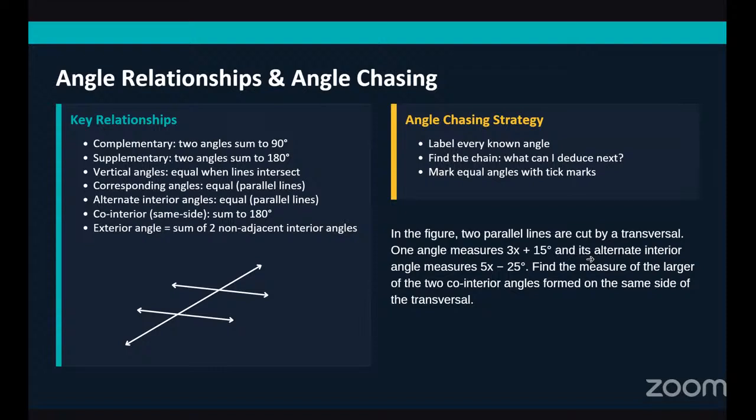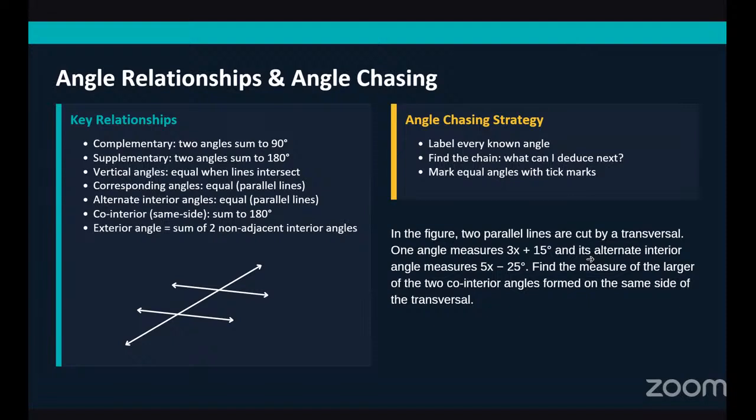Supplementary angles are when two angles add up to 180 degrees. So if you had a straight line and this would equal 180, you could use math to substitute and find that angle. Vertical angles are equal when lines intersect. Corresponding angles are when you have parallel lines and they're equal. So like the Z angles, if you guys are familiar with those type of angles.